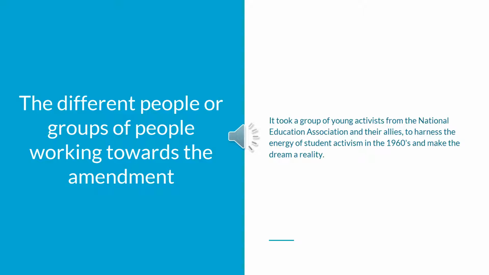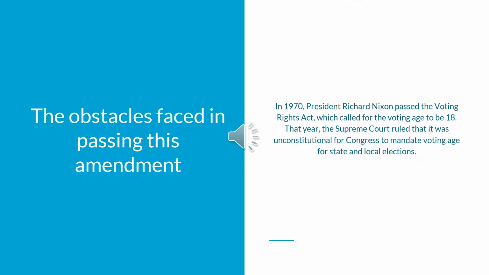The group of people that worked towards the 26th Amendment was a young activist group from the National Education Association and their allies, who harnessed the energy of student activism in the 1960s to make the dream a reality. One of the obstacles faced in passing Amendment 26 was that in 1970, President Richard Nixon signed the Voting Rights Act, which allowed for the voting age to be 18. However, that year, the Supreme Court ruled that it was unconstitutional for Congress to mandate the voting age for state and local elections.